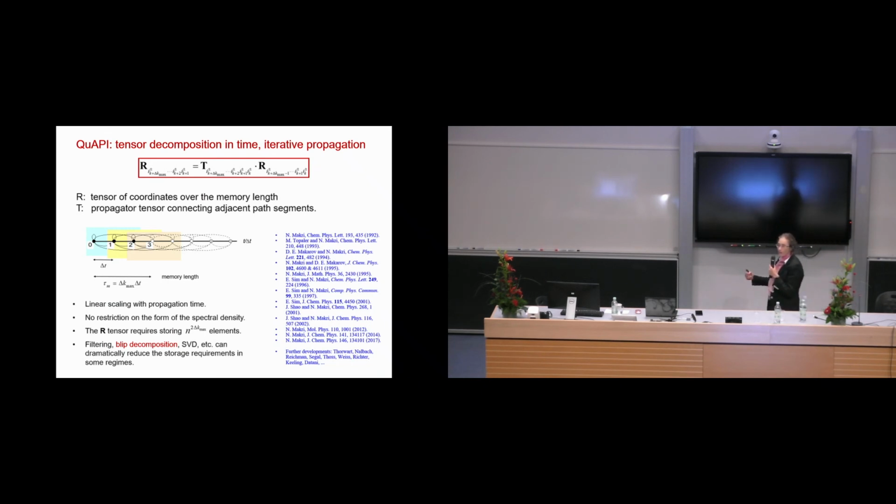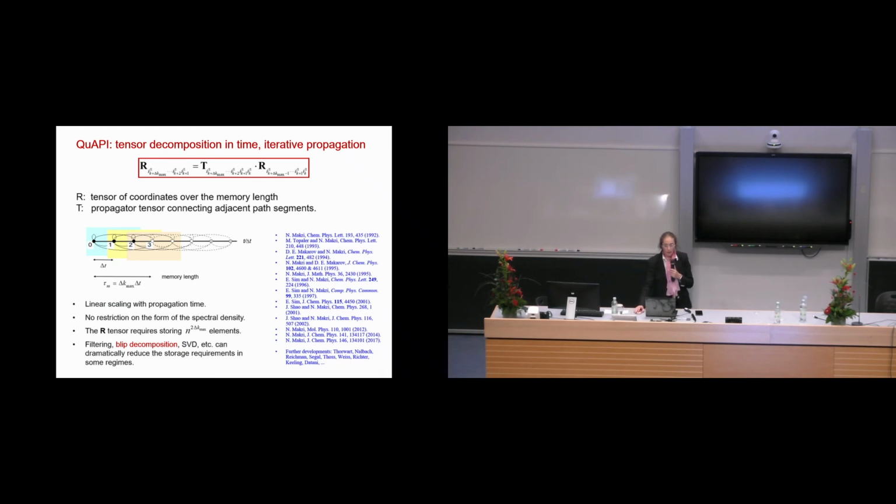These paths span the memory length. Because the variables couple points of one color to points of the next color, I can go iteratively by carrying this array of amplitudes along these paths. I can iterate in time, which means I get linear scaling with propagation length. This is the exact QuAPI approach, and it has been used a lot and also has been developed further by us and by others.